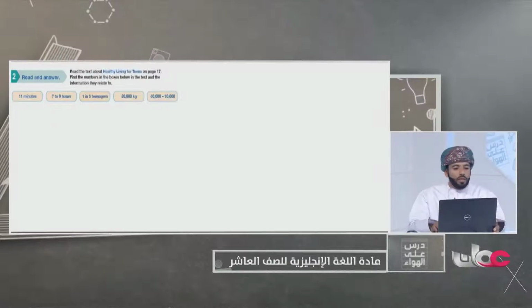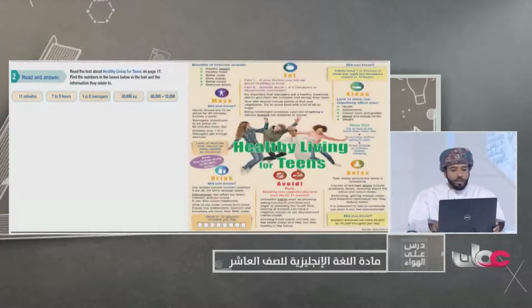Okay, the question said, read the text about healthy living for teens. This is the text, healthy living for teens. Find the numbers in the boxes below in the text and the information that they relate to. So we have some numbers.